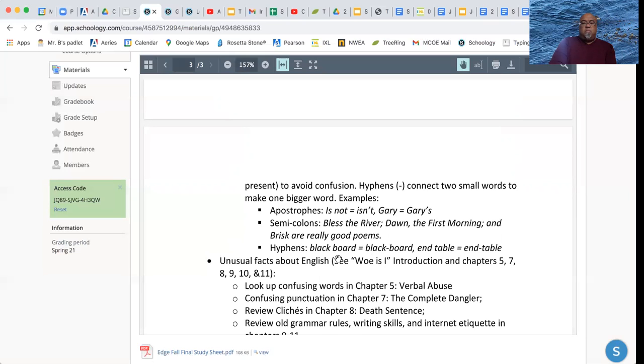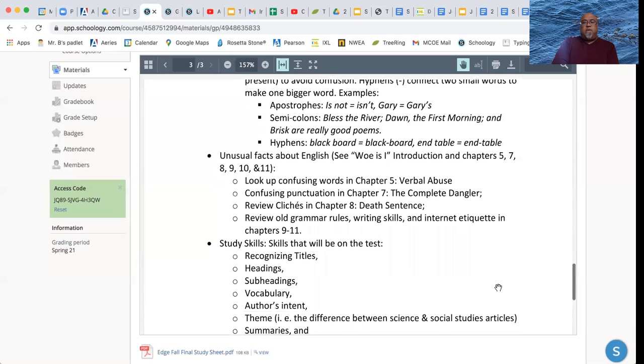Hyphen: black board becomes blackboard, in table becomes in-table. Anytime two words can usually be put together as one, you can use a hyphen. Some words, for example homework, you have home and work, you connect them. The hyphen has been deleted and it's just become one word because the word's so common.